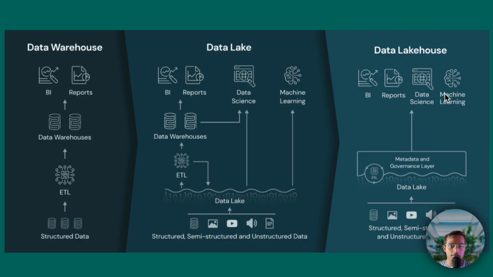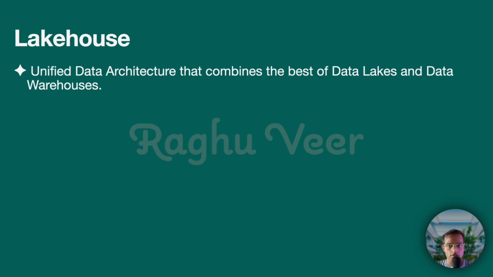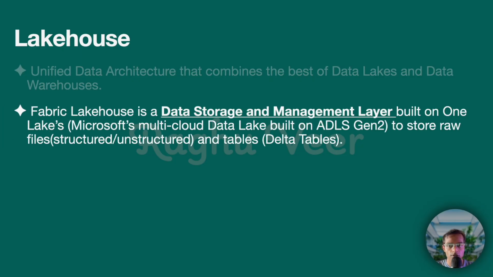And with the help of that, we could get the business insights, we could do data science, machine learning, everything from data lake. So that is about data lake house. Overall, Lakehouse is the data architecture that combines the best of data lakes and data warehouses. Fabric Lakehouse is built on top of OneLake, which is Microsoft's data lake in Fabric, to store the data.